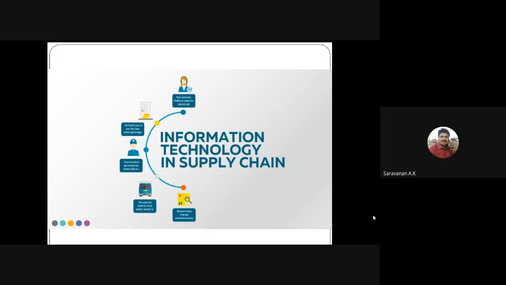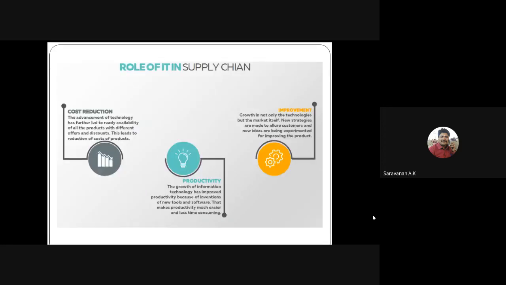First we are going to see a basic introduction about information technology in the supply chain. Then we are going to see the role of information technology in the supply chain. Every organization and every industry is struggling to survive in today's competitive marketplace. They have to struggle to survive in the world of marketplaces.